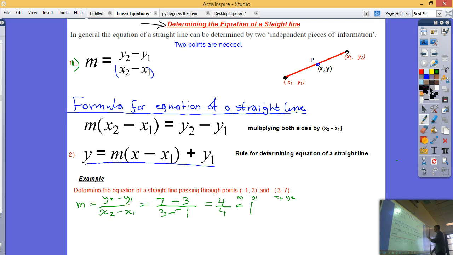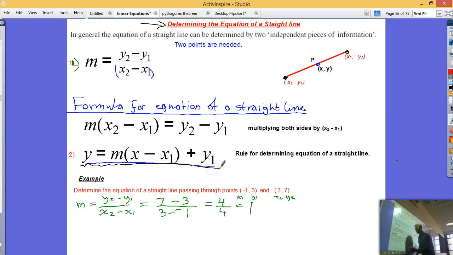The next step, step 2, is to use our formula. This one. So, y equals m times x minus x1, so write it down first, plus y1. Now, our x1 and y1 is simply this first point, and our m value is the value for m we worked out from the first part. So m equals 1 times x minus x1. x1 from the point is negative 1, and then plus y1. y1 from the point is 3.